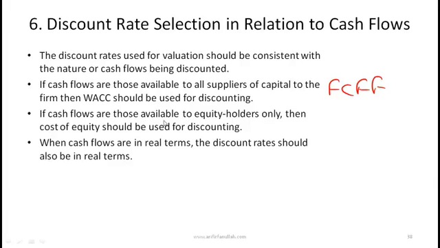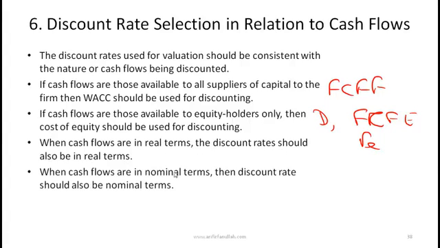If cash flows are those available to equity holders only, so if we are looking at, say, dividend, which is for equity holders, or free cash flow to equity, then what should we use? Then we should use the cost of equity. When cash flows are in real terms, the discount rate should be real. When cash flows are in nominal terms, then the discount rate should be nominal. Hopefully nothing here surprises you.